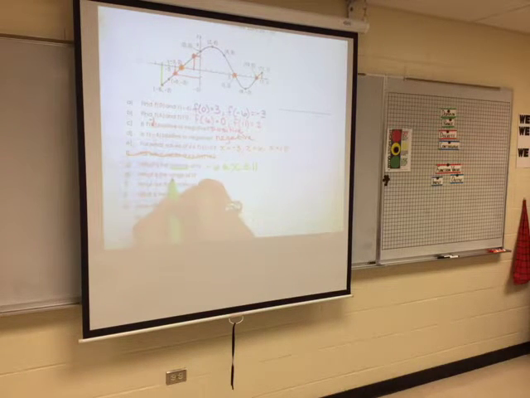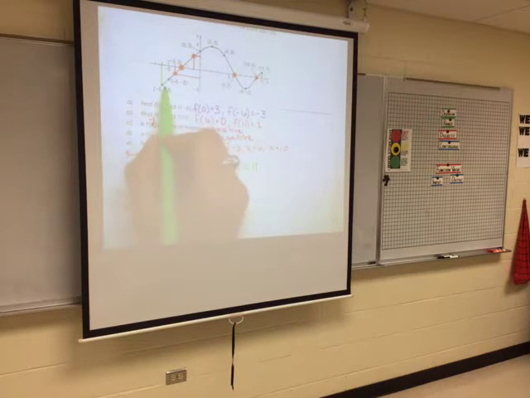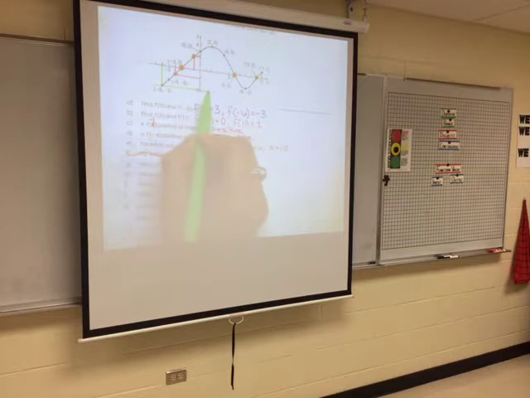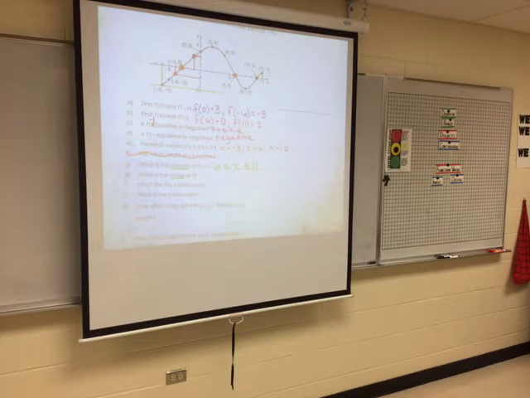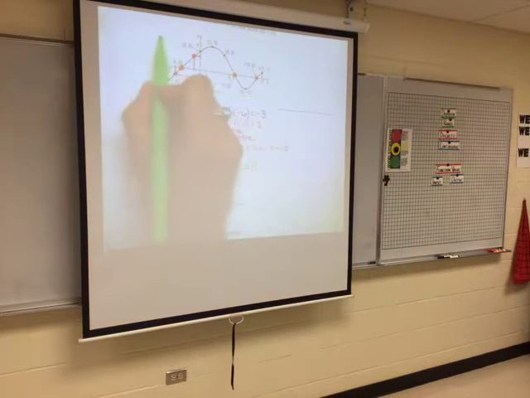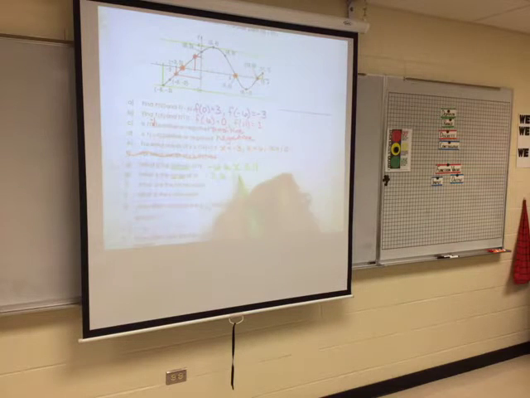Range. Range talks about the y values. Perfect. So what's my smallest y value? Negative 3, right? So see, if I keep going across, that's negative 2, so it's just above negative 3, right? So negative 3 is less than or equal to what variable am I going to use? Y. And what's my biggest y value? 4. Is less than or equal to 4.